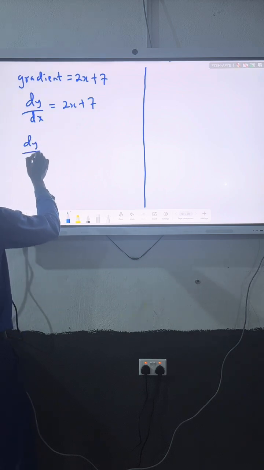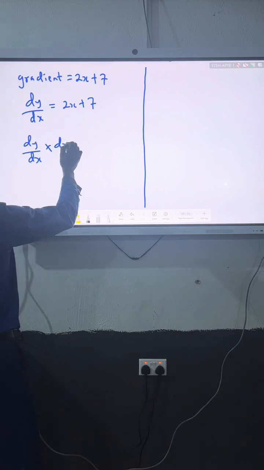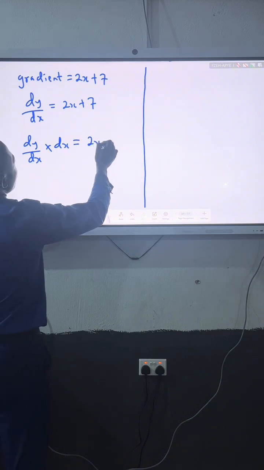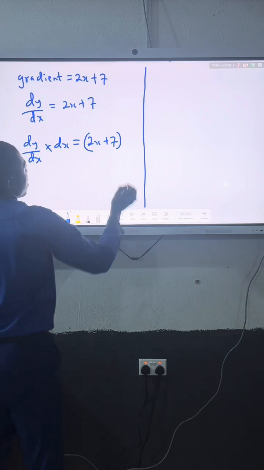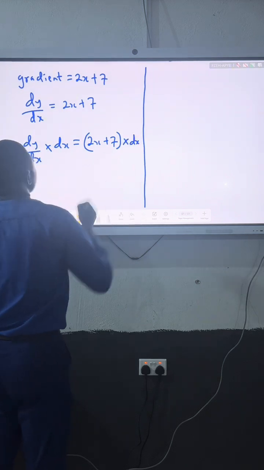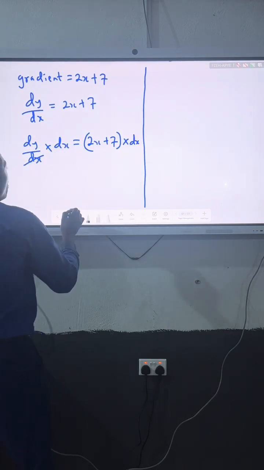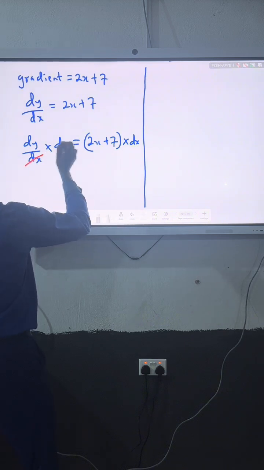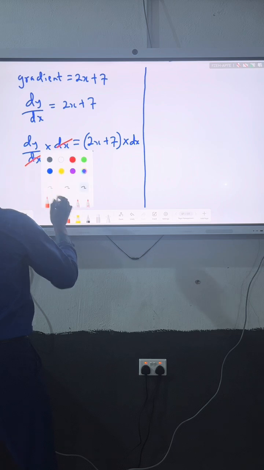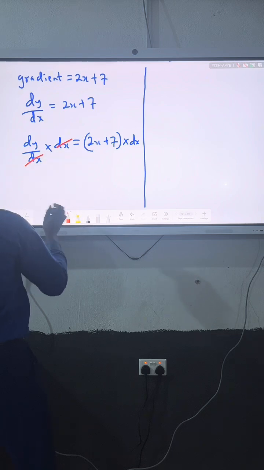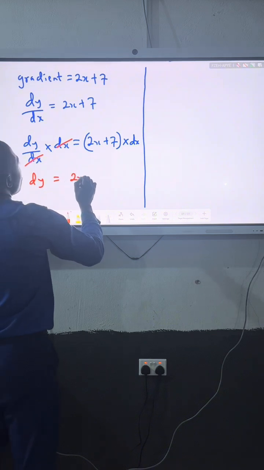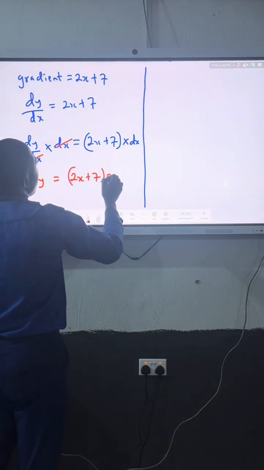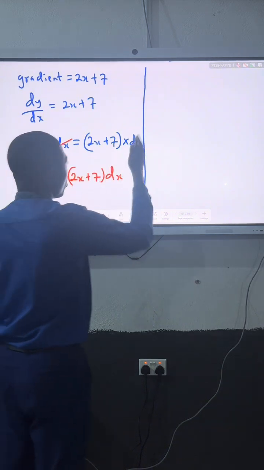I want to write dy/dx multiplied by dx is equal to 2x plus 7 all multiplied by dx. At the left hand side here, the dx cancels out the dx. That means at the left hand side we're going to have dy is equal to what? 2x plus 7 and then dx. Okay, let's finish it all over here.